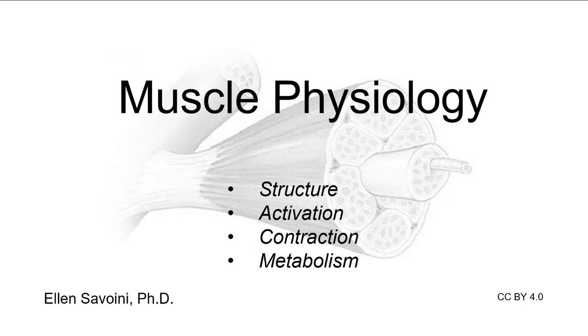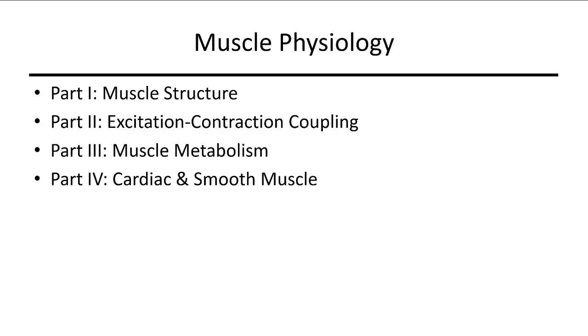Muscle physiology. There are 4 parts. We'll begin with muscle structure, then we'll go on to excitation-contraction coupling, which is how the excitation of the nerve tells the muscle to contract. Then we'll talk about muscle metabolism and the energy used for contraction. And finally, we'll discuss some variations from skeletal muscle to how cardiac and smooth muscle work.